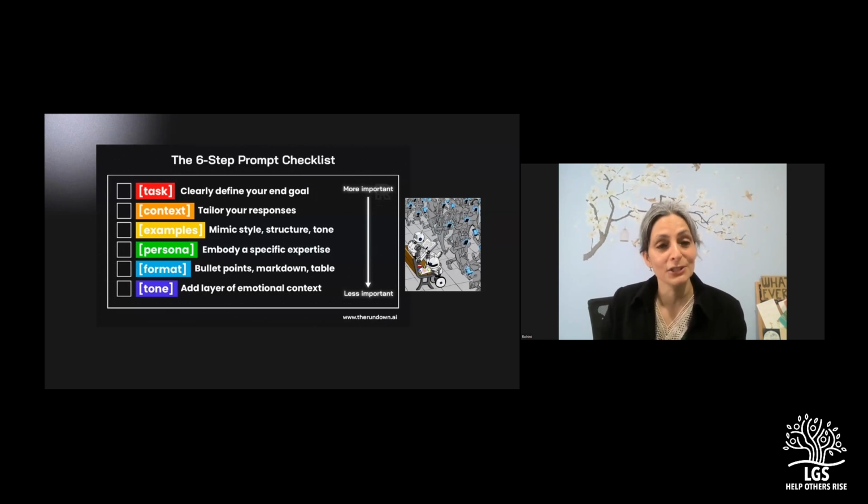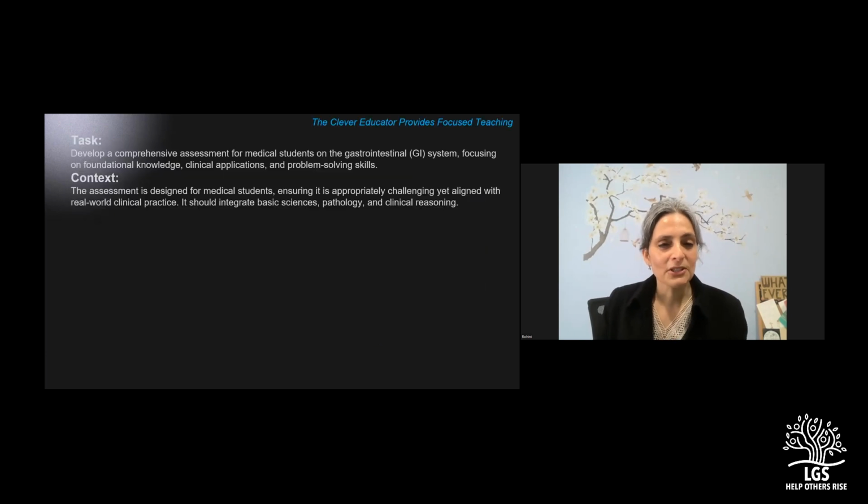And then finally, the tone. And this is fun. I have a mnemonic for this because this is a lot of steps. So the clever educator provides focused teaching. I've also actually shared this with my students. Some love it, some just don't want to talk about AI at all. So I wanted to share an example with you of how I do this.